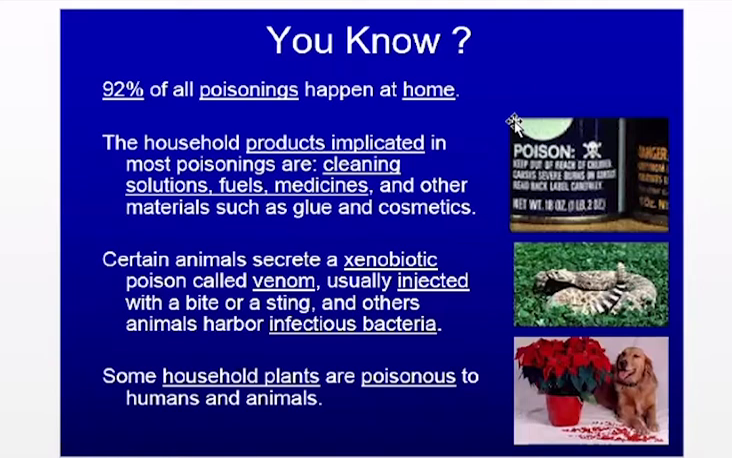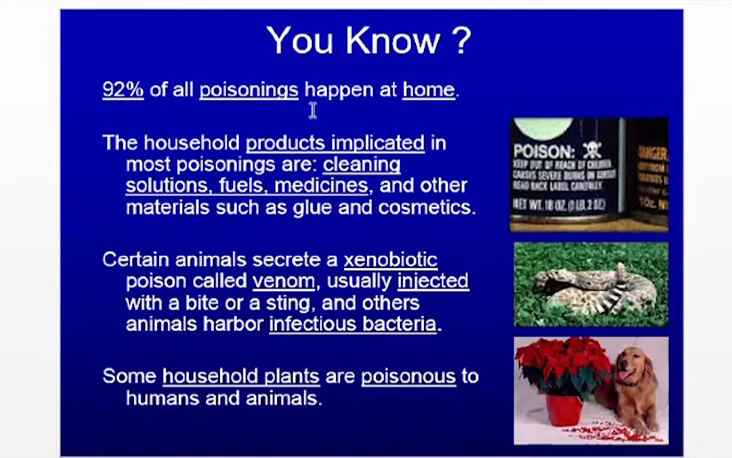92% poisonings include the cleaning agents that we use in our homes. They include fuels such as kerosene. They include medicines that you can get from the hospital and probably you have at home. Children may get exposed to them, and that can be a source of poisoning. And the other materials such as glue and cosmetics, they can all be poisonous to the humans.